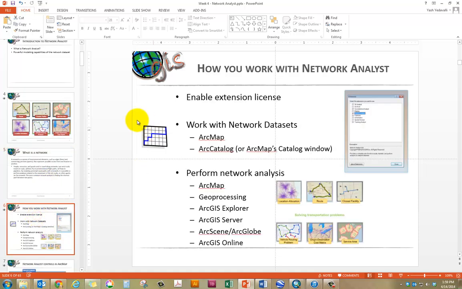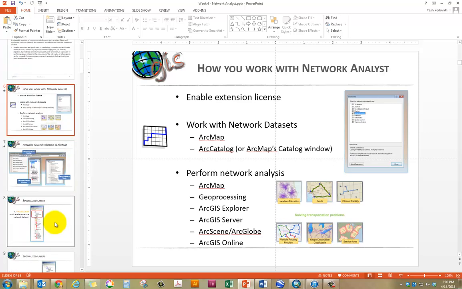How do you work with Network Analyst? You need to have the extension which is provided to you, and then you need to work with network datasets which can be created using the same Network Analyst extension. Some of the time you don't really work on creating network datasets so much as you use network datasets that were created for you. So you're the end user of these datasets, and then you use ArcMap to perform your analysis and manage your data. There are several ways you can do this.